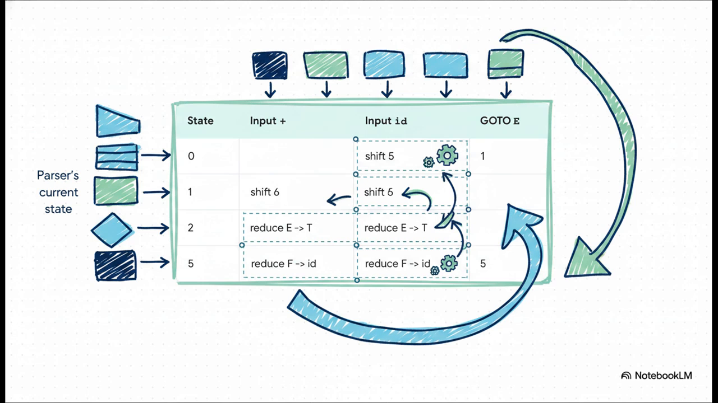And the table itself, it's really not that complicated. It's just a grid. The rows are the parser's current state, and the columns are the next possible thing it might see in the code. You just find the box where your current state and the next token meet, and it tells you exactly what to do. So if the parser is in state 0 and it sees an id token, the table says, shift to state 5. That's it. It's an incredibly simple and really, really efficient lookup.